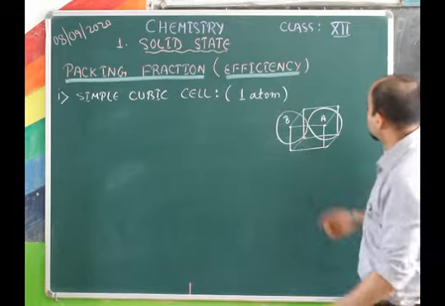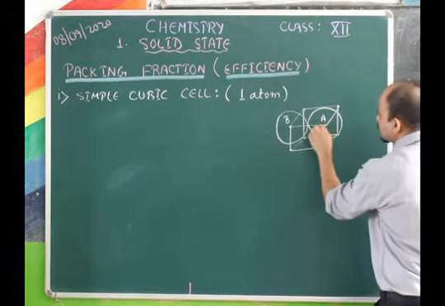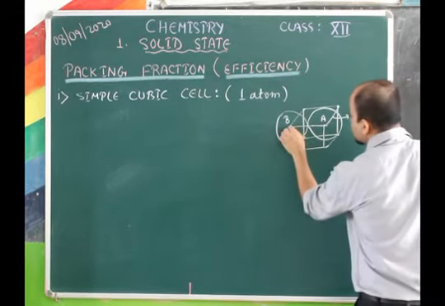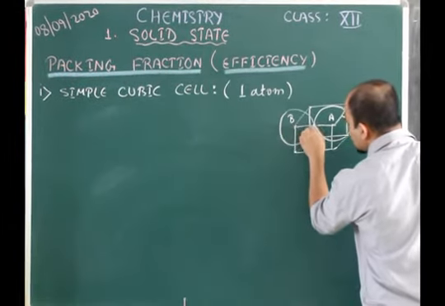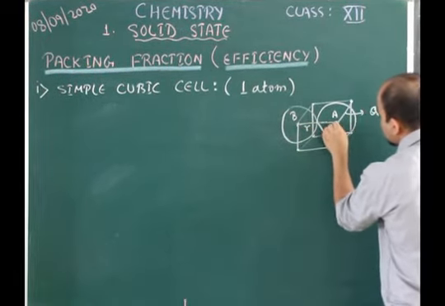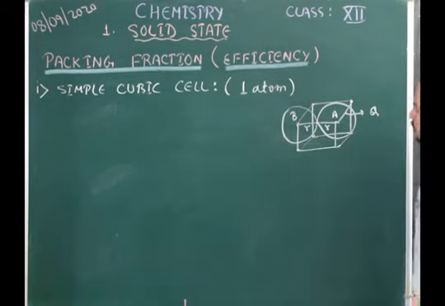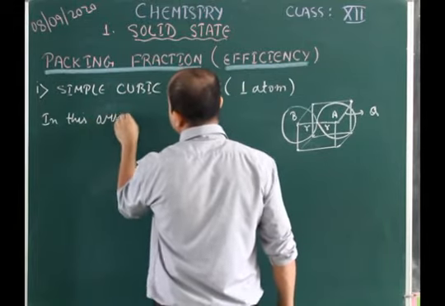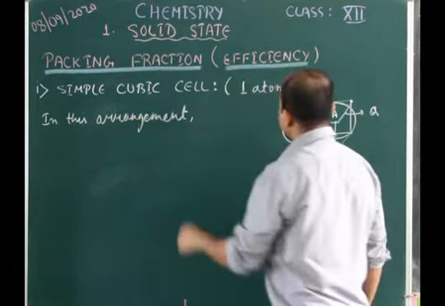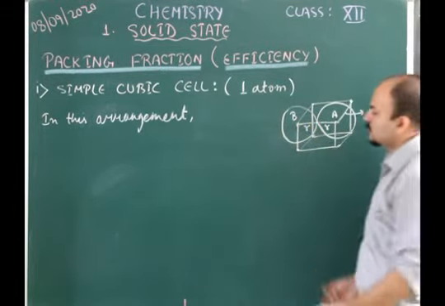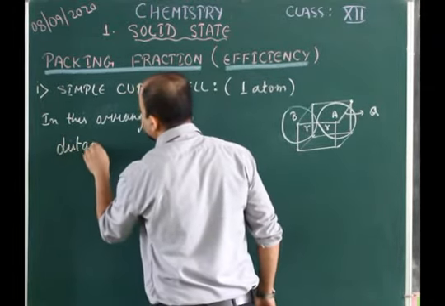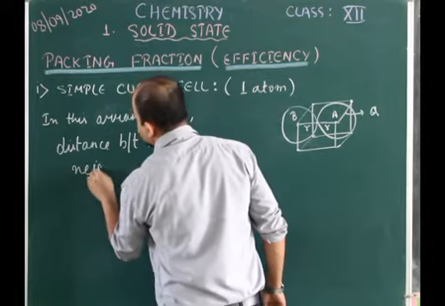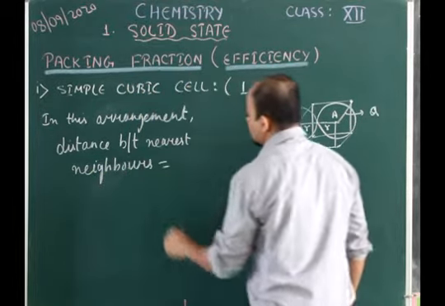Each side of the cube has the edge length a. The distance from the center of the sphere at point A to the touching point is r, and from this point to the center of the sphere at B it is again r. So in this arrangement of atoms, what is the distance between nearest neighbors?